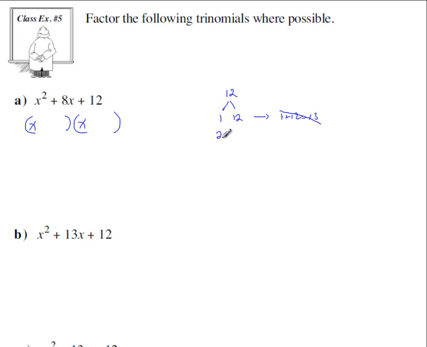Another factor, 2 times 6 is 12, and 2 plus 6 is 8. So here are our numbers. We found two numbers that multiply to get 12 and add to get 8. Positive 2 and positive 6. So there's your factored format.